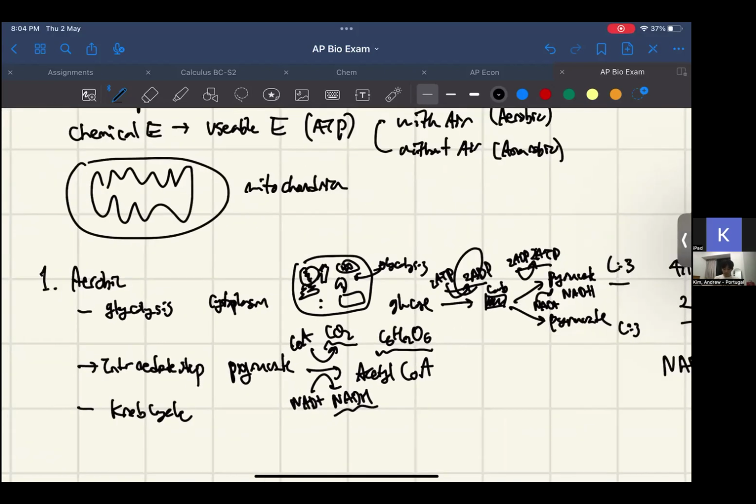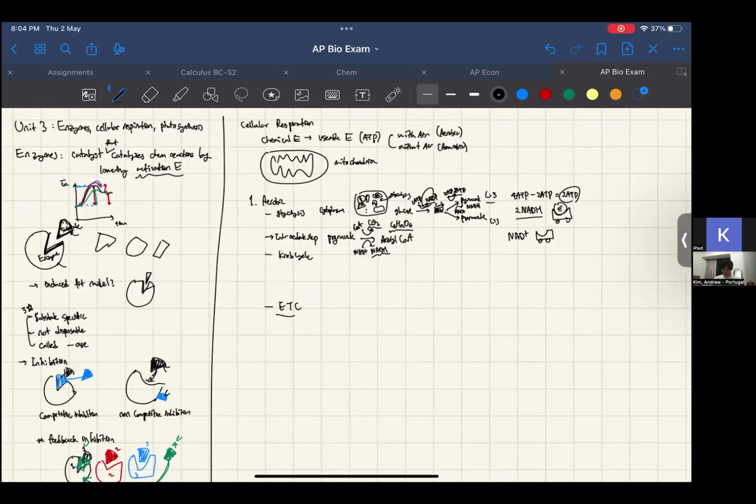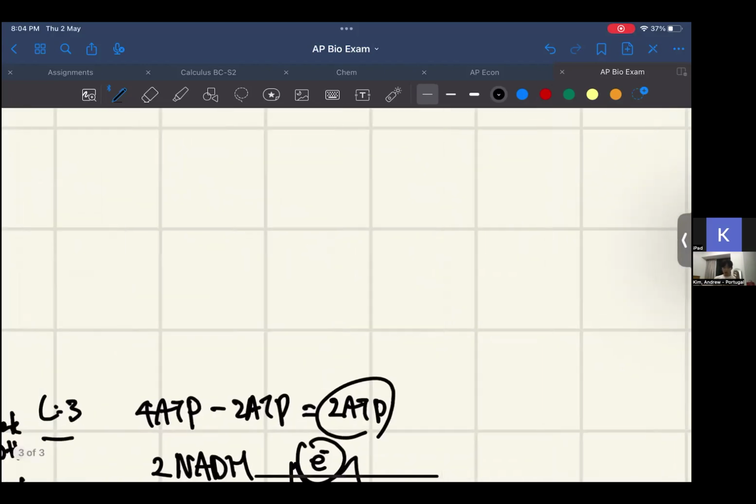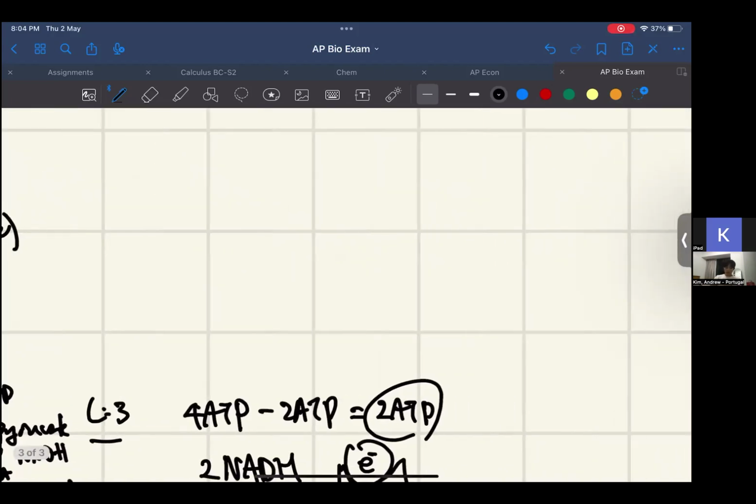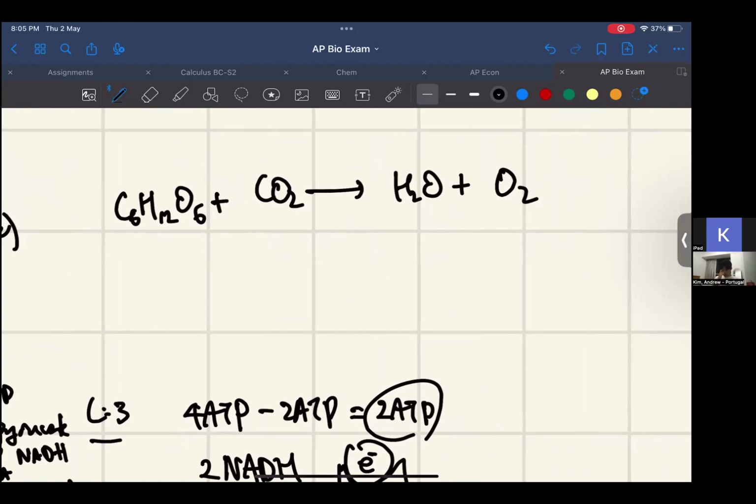Now, before I finish explaining cellular respiration, I'll write the chemical formula, the chemical reaction for cellular respiration. That is C6H12O6 plus CO2 becomes H2O and O2. Now, I did not balance this out because I forgot the... I think I made a small mistake over here.